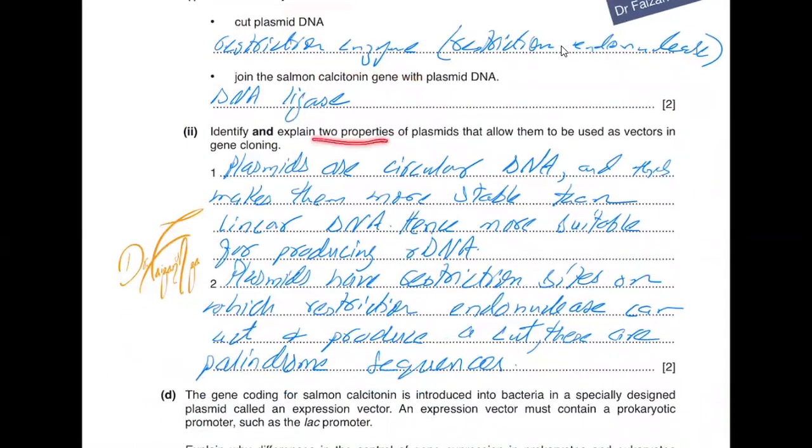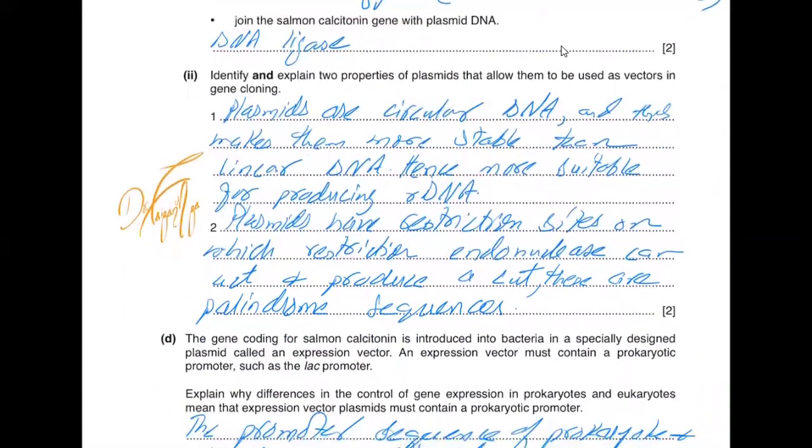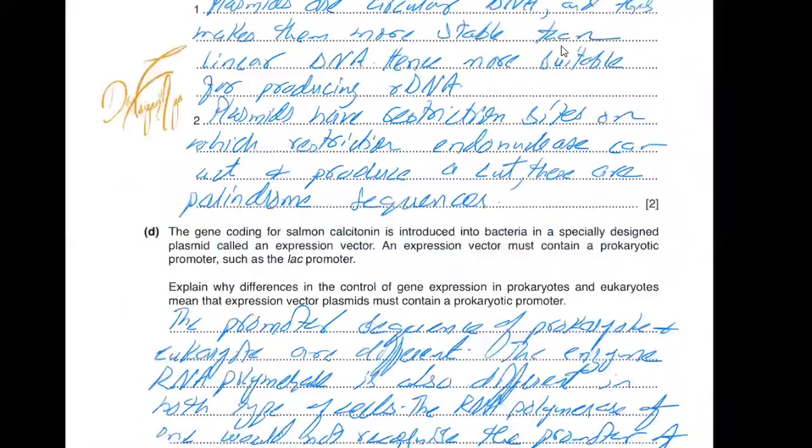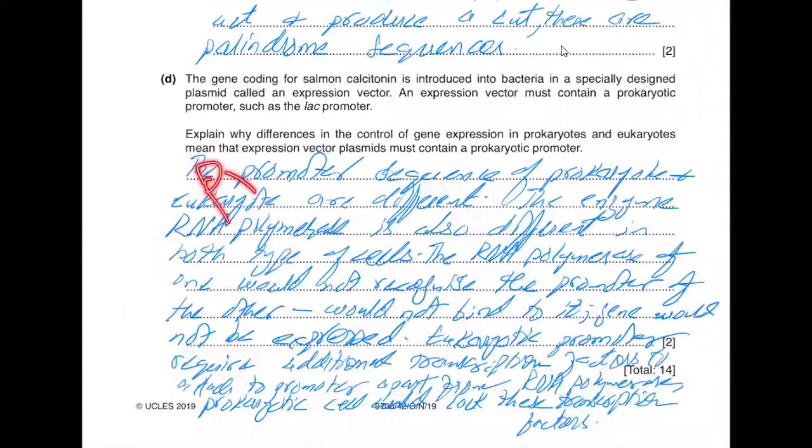Identify and explain two properties of plasmids that allow them to be used as vectors for gene coding. Plasmids are circular DNA, which makes them more suitable than linear DNA for producing rDNA. rDNA is recombinant DNA. Plasmids have restriction sites on which the restriction endonuclease can act and produce a cut, which are palindrome sequences.